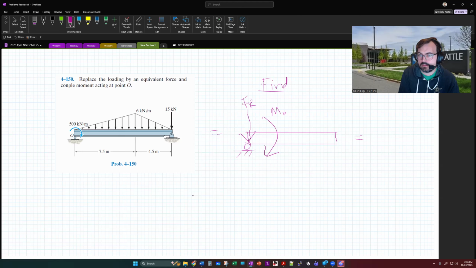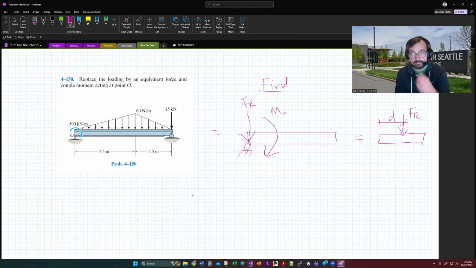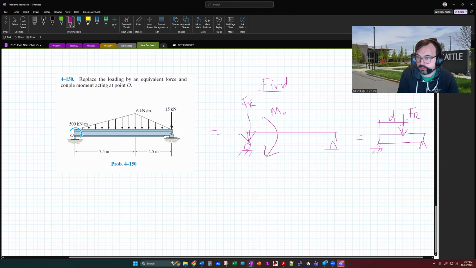We will then, after that, in our second half, take this and ask, how do we replace this couple moment with a lever arm distance? Placing FR at a particular location measured from O. I'll put those support reactions back in. Cool, since we're only looking at the loading here. Okay, so this is what we have.